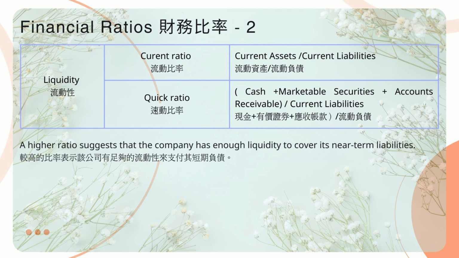Liquidity. A higher ratio suggests that the company has enough liquidity to cover its near-term liabilities. Current ratio: current assets divided by current liabilities. Quick ratio: cash plus marketable securities plus accounts receivable divided by current liabilities.